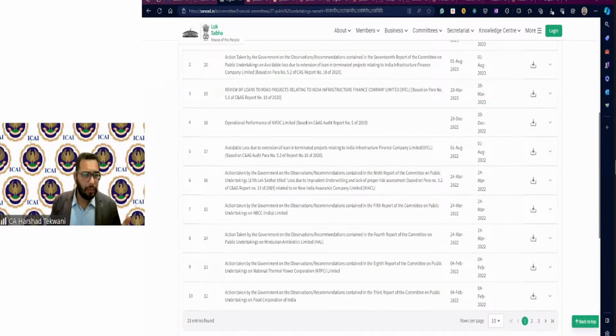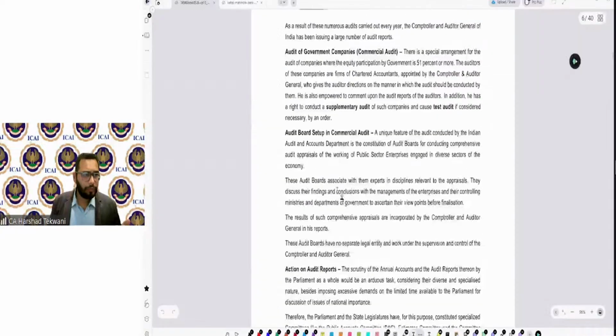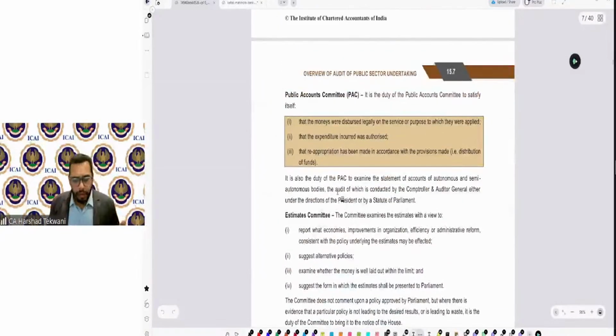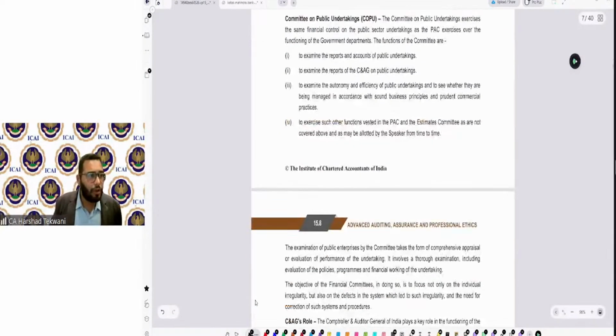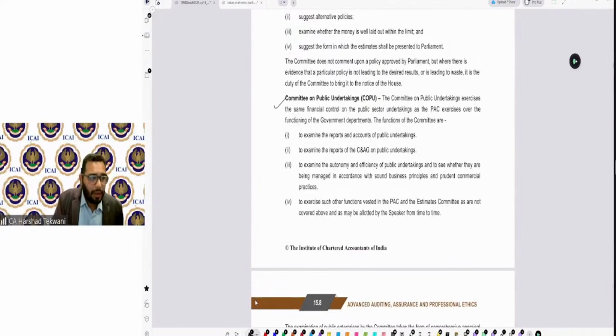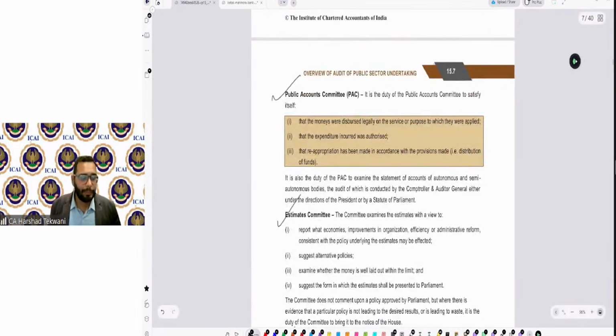Any doubt? So we understood the Public Account Committee, with a real example I just showed you. We understood about the Estimates Committee. We understood about the Committee on Public Undertakings. They do a detailed review of the reports compared to the Public Account Committee.